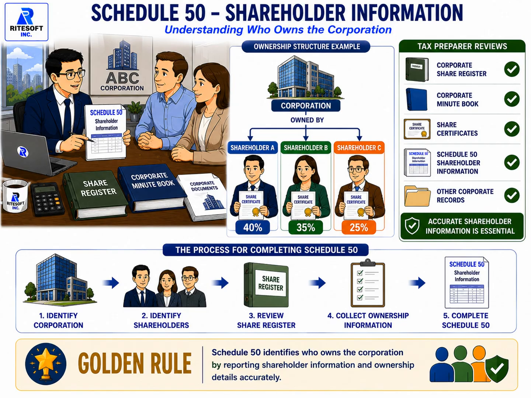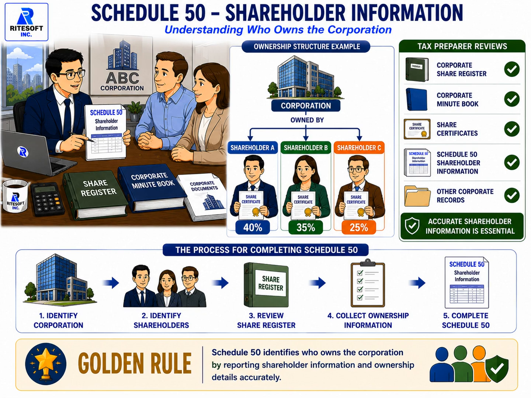The overall process is straightforward. First, identify the corporation. Next, identify the current shareholders. Then review the share register and supporting corporate records. Collect the ownership information for each shareholder. Finally, complete Schedule 50 using the verified information.